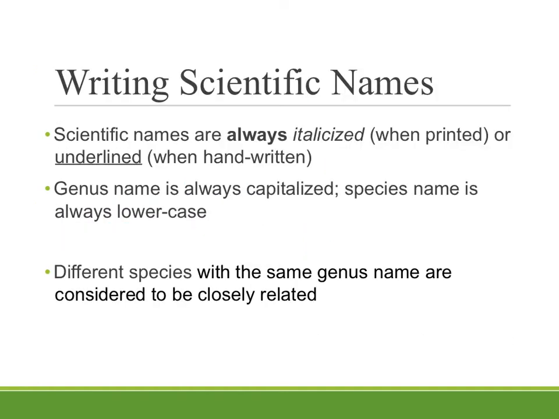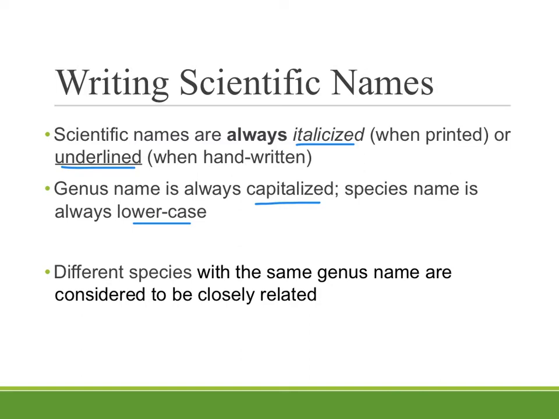So when you write scientific names, they either need to be italicized if you are printing them out using a computer, or if you're handwriting it, you underline them. The genus name is always capitalized and the species name is lowercase. You can distinguish what is genus and what is species.